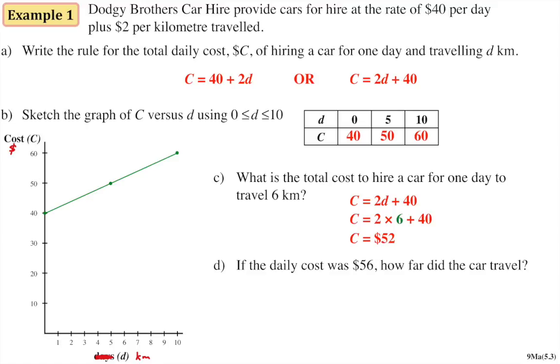Part D, if we're going to hire the car and it's going to cost $56 for the day, how far did the car travel? Well, now we know the cost. So in the formula where we see the cost, we're going to put 56 in its place. Let's minus 40 from both sides. 56 take away 40 is 16. Divide both sides by 2, and you get the distance is 8 kilometres travelled by the car if it was $56 to hire it for the day.